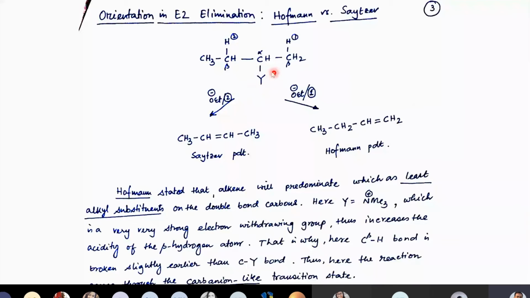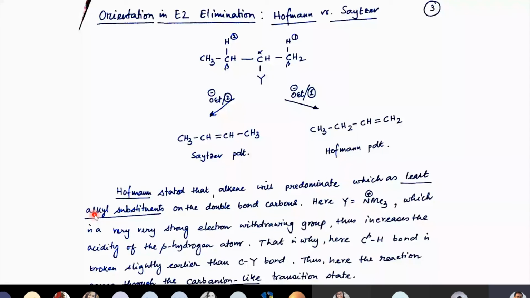When it is a very high electron withdrawing group, the acidity of this proton is much higher than this proton, because here you have a plus I effect. So that is why this proton goes. When Y is a high electron withdrawing group, this proton's acidity will be very high, and that is why you get an olefin which is less substituted. Is it clear?